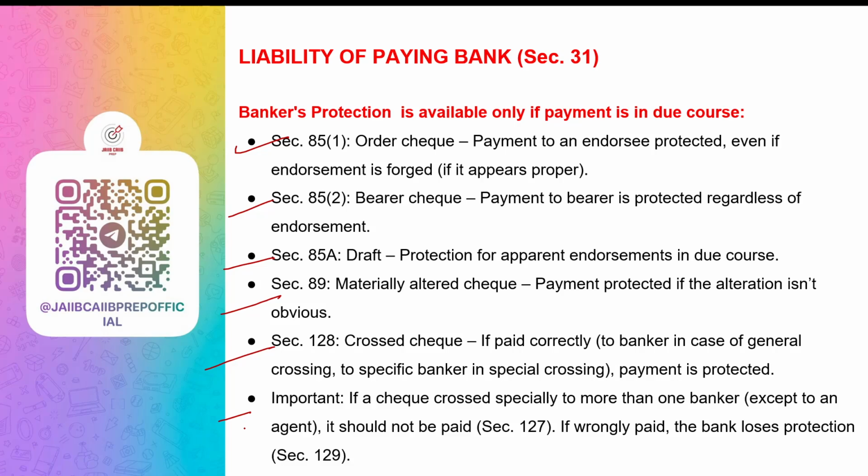Section 85 provides for payment. Basically, if the endorsement is forged and the bank acted in good faith, then the bank is protected. Section 82 provides for bearer check. 85 is for draft. 89 is for materially altered checks where there are no visible changes, so the changes cannot be detected by the naked eye.